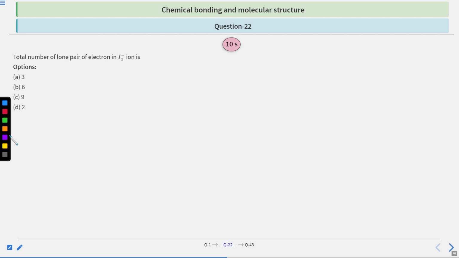Moving to question number 22. The number of lone pairs of electrons in the I3- ion is. Options are 3, 6, 9, 2. You have 10 seconds to solve this question. After that, we will see the answer.